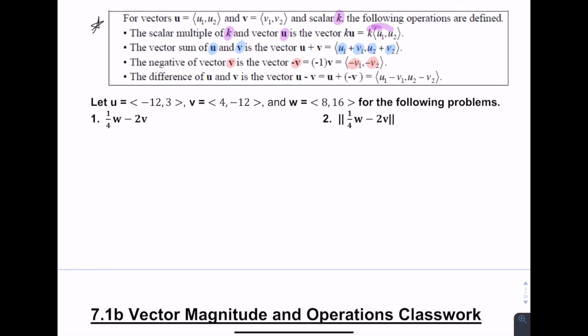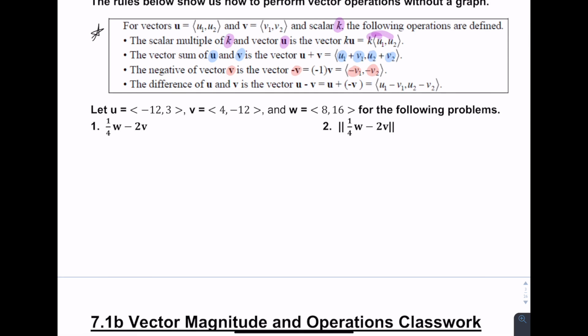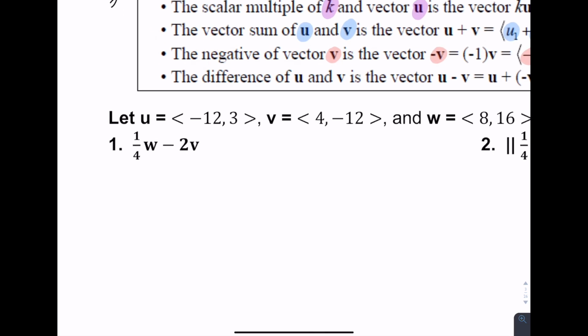So let's give a first example right here. All right, they want u to be negative 12 comma 3 and v to be 4 comma 12 and w to be 8 comma 16 for the following operations. So here they're saying 1/4 w minus 2v. So all we got to do is write 1/4 times, and then let's write w. So that's 8 comma 16 minus 2 times, let's write v, 4 comma negative 12.